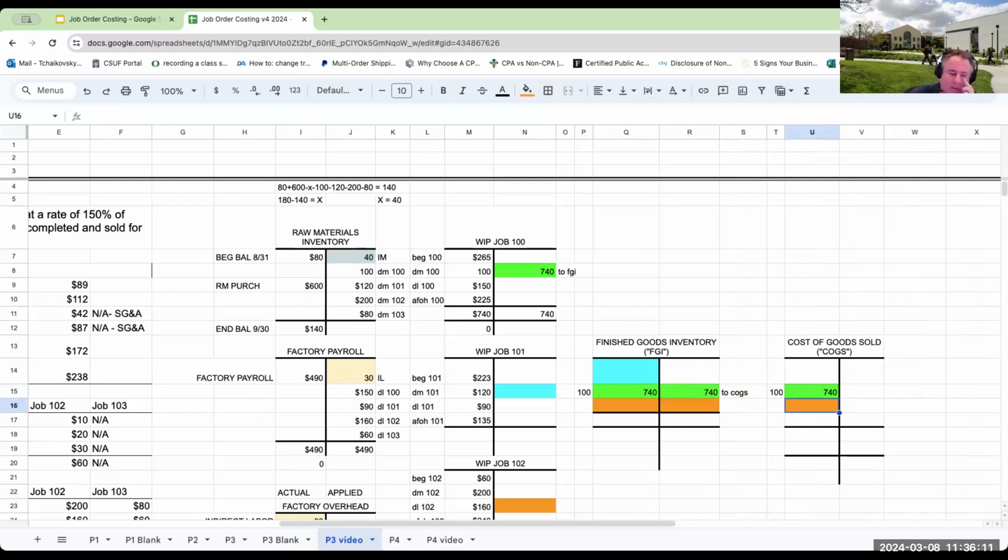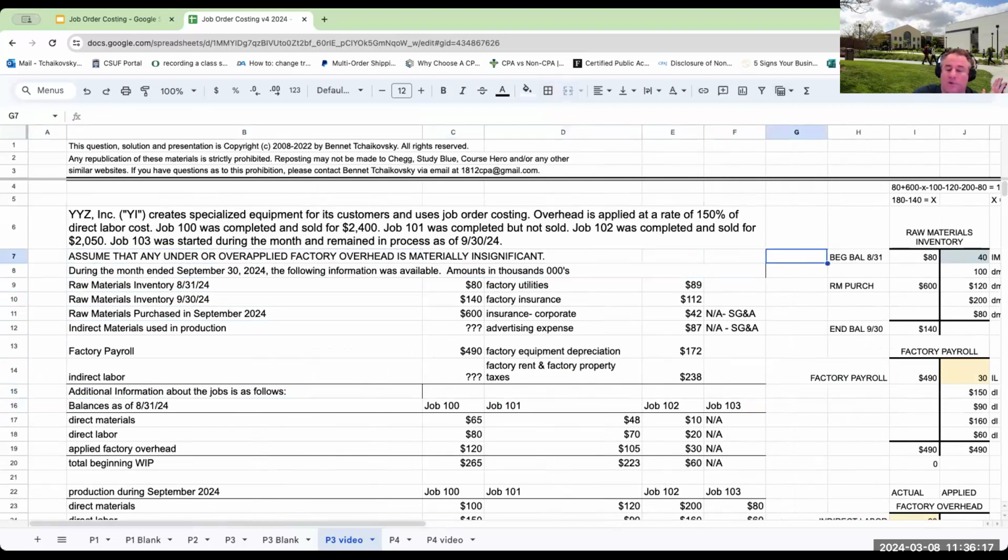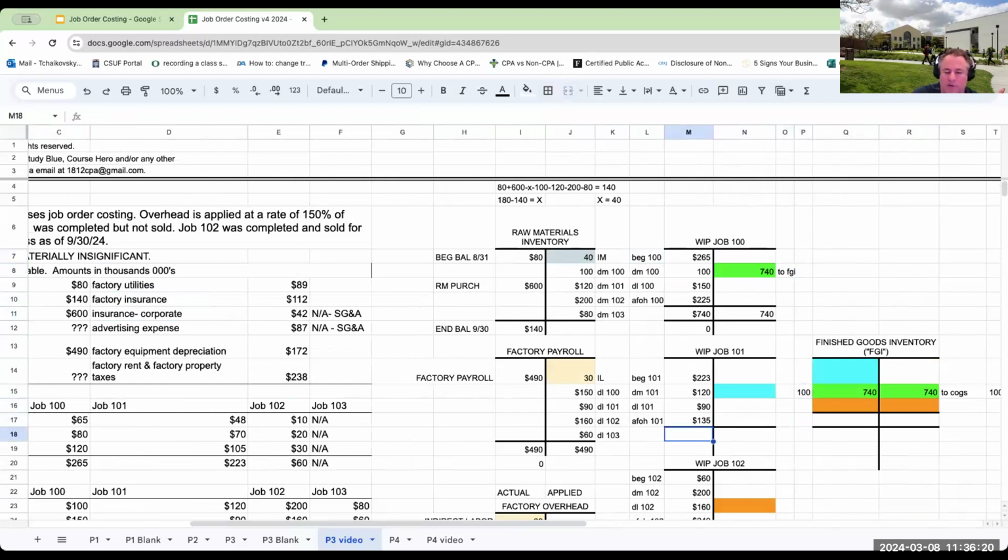Okay, very important. Let's take a look at job 101. Job 101 was completed but not sold. So right over here for job 101, 223 plus 120 plus 90 plus 135 is 568. So if this was completed, it cannot remain in work in process. So this is going to be over here at 568 or have a zero balance. So my job 101 is going to be over here at 568, but remember, it was completed but not sold. So I'm going to leave it in finished goods inventory.